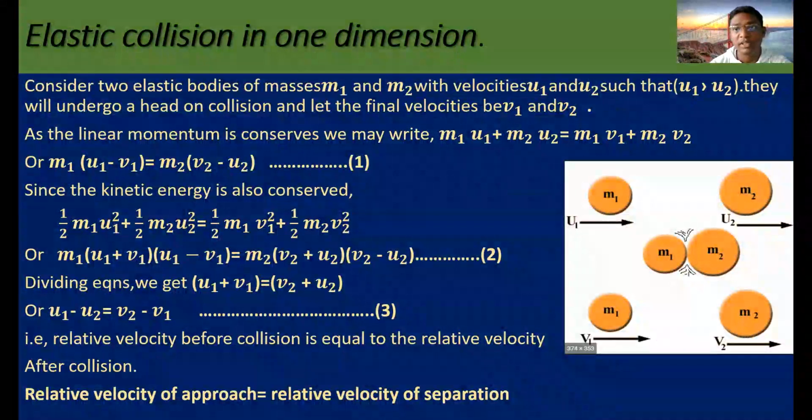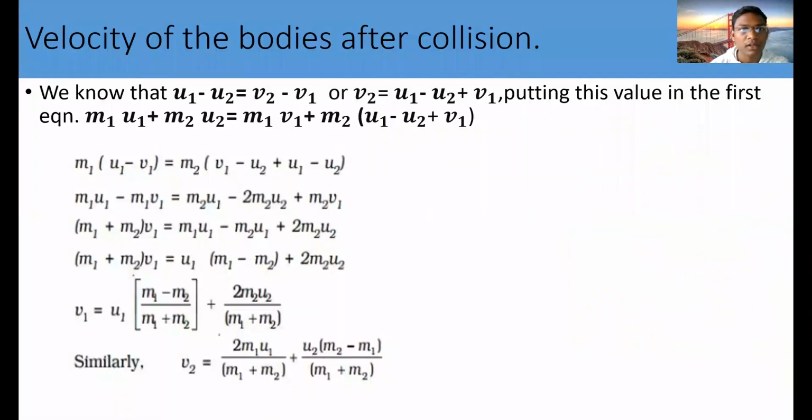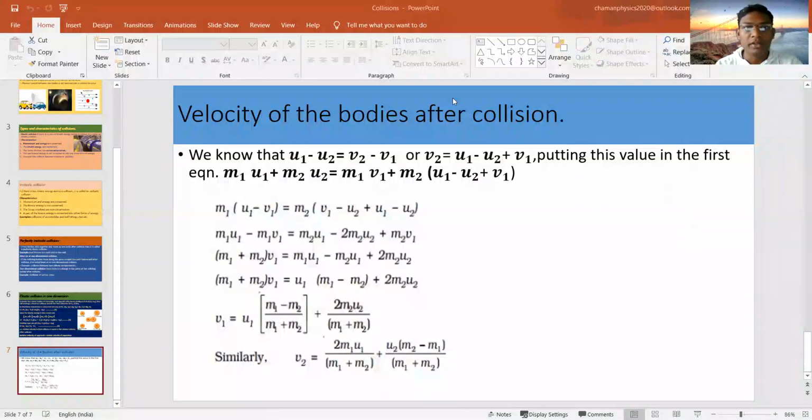Now we'll see what will be the value of the final velocities. Remember this equation 3, u1 minus u2 is equal to v2 minus v1. Now we'll see what will be the velocities of the bodies after collision. We have seen that the relative velocity of approach is equal to the relative velocity of separation from the mathematical derivation. So u1 minus u2 will be v2 minus v1, and v2 will be u1 minus u2 plus v1.